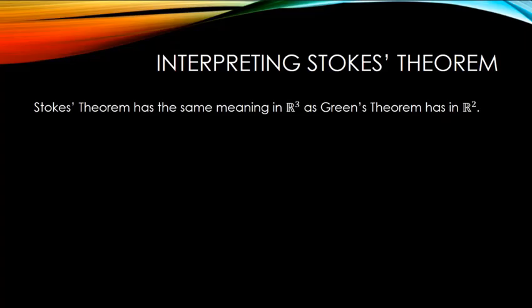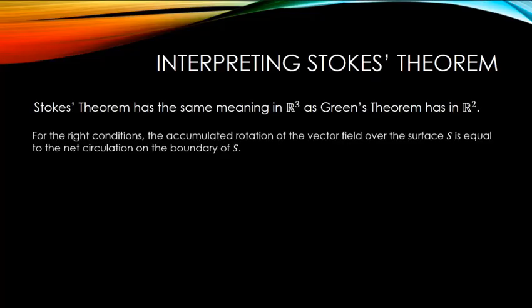I want to talk a little about interpreting Stokes' theorem. Stokes' theorem basically has the same meaning in R3 as Green's theorem has in R2. Under the right conditions, the accumulated rotation of the vector field over the surface S is equal to the net circulation on the boundary of S.